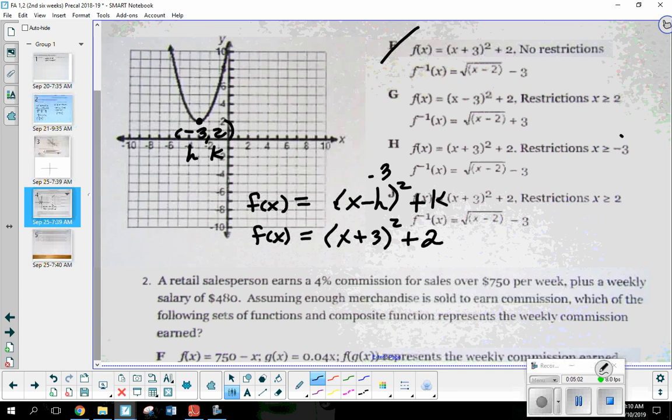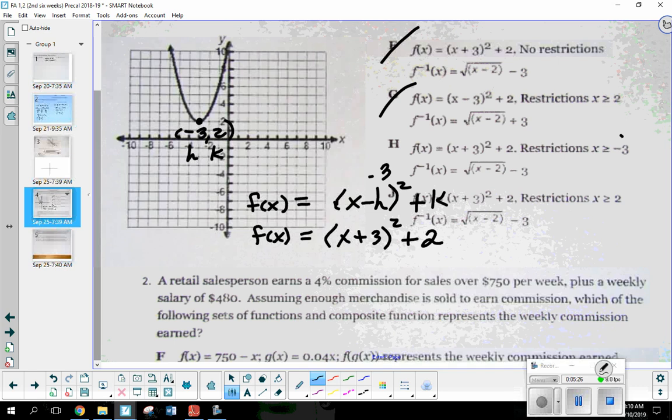So based on this, we can already tell G is out. Why? Because it says f of x equals x minus 3 squared. So right there, we've got a 1 in 2 shot as compared to a 1 in 4. But now let's talk about the restrictions, because if I go ahead and find the inverse right now, it's not going to be an inverse function. It's going to be an inverse relation.